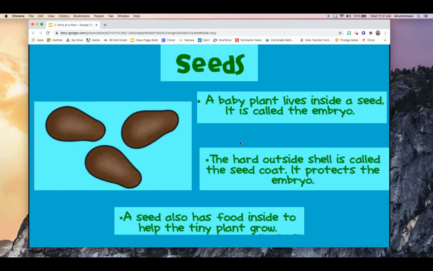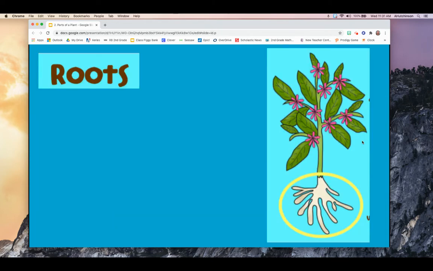Now, you saw all of this when you planted seeds with Mrs. Ibrahim. Do you remember what the first part was to come out of the seed? It was the roots. What do you already know about roots? Pause and turn and talk to someone at home. Excellent job, friends. You know so much about roots.